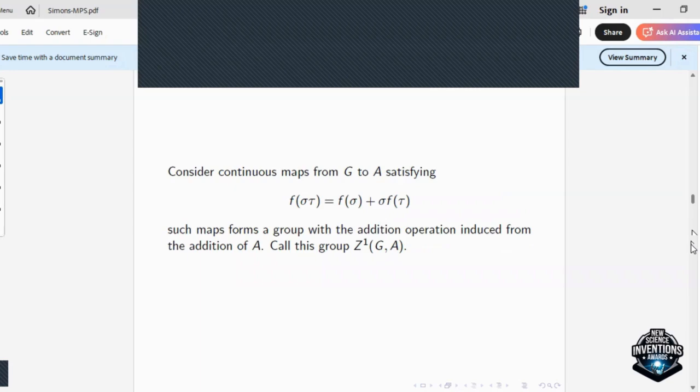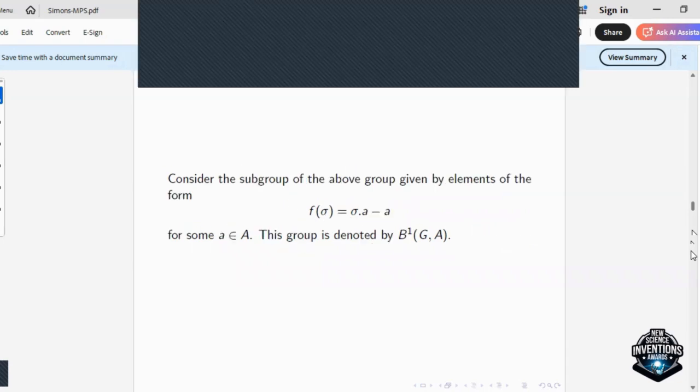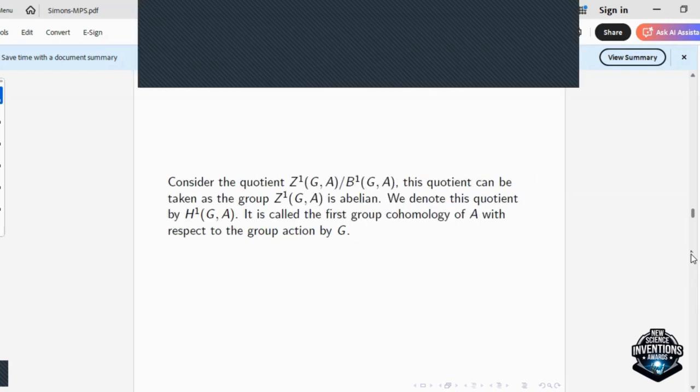Now consider the continuous map f from G to A such that f(στ) follows this rule: f(σ) plus σ acting on f(τ). Such maps form a group with the addition operation induced from the addition of A. Call this Z1(G,A). And then there is a subgroup of the form where f(σ) is σ acting on a minus a. This is a subgroup called B1(G,A). If you take the quotient of Z1(G,A) by B1(G,A), then this is defined as H1(G,A), the first group cohomology of A with respect to the group action of G.